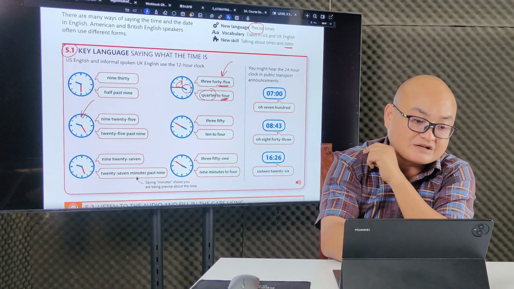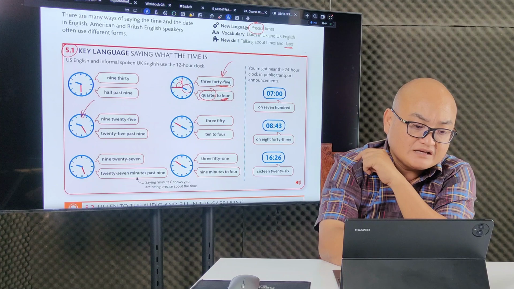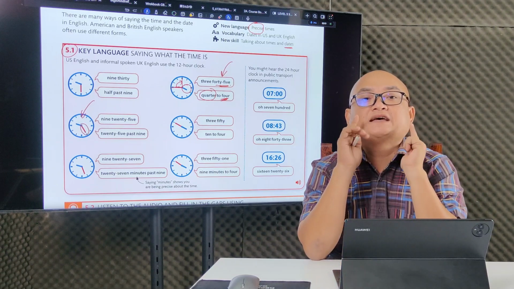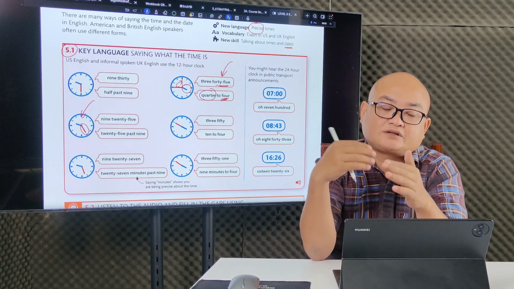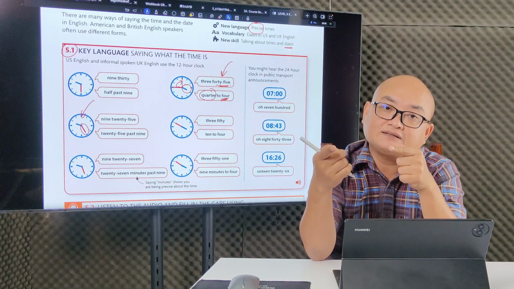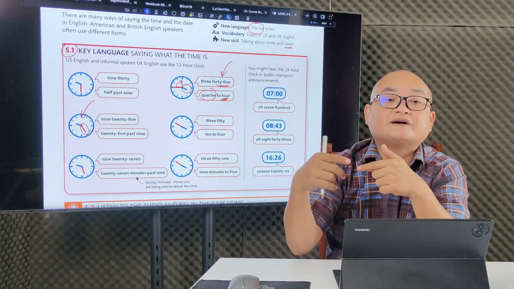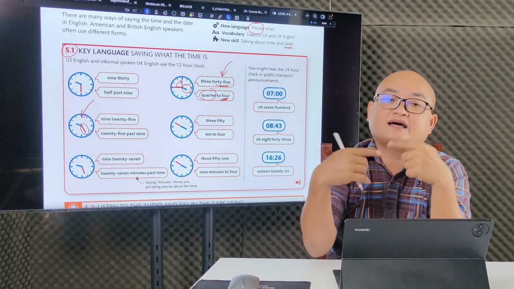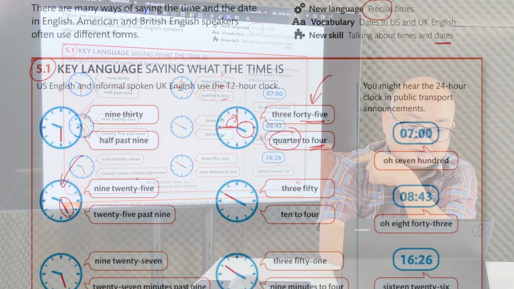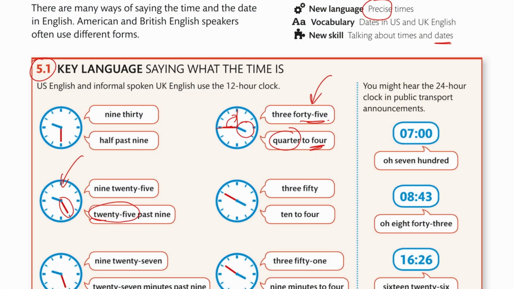All right? So the next one, this is 25 minutes. So we say it is 9:25. 9 refers to the clock. 25 refers to the minutes. So it's 9:25. So you can also say 25 past 9. So 25 minutes past 9 o'clock. You can say 25 past 9.